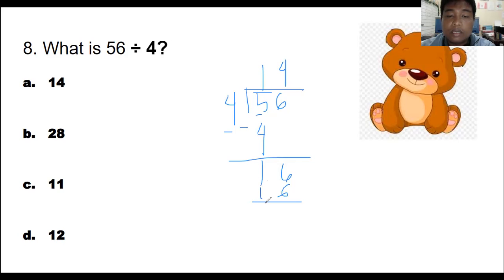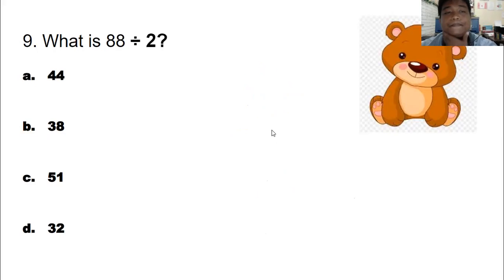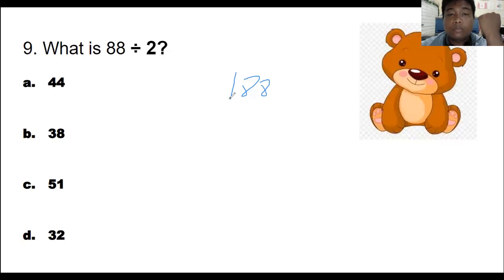Okay, so as it could be x or as 0. Okay, so 14, no. So as I said in the previous video, I told you to memorize the multiplication table. So please memorize the multiplication table because it will help you in dividing, no, it will help you in your division skill, no.